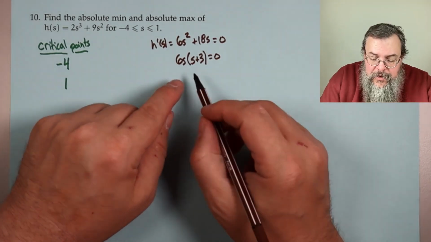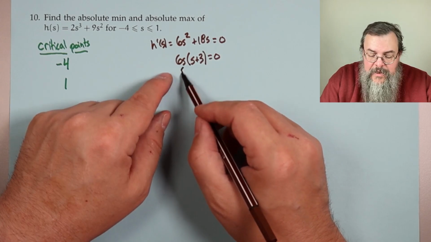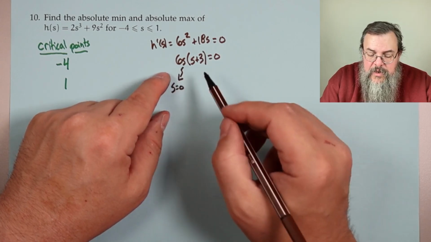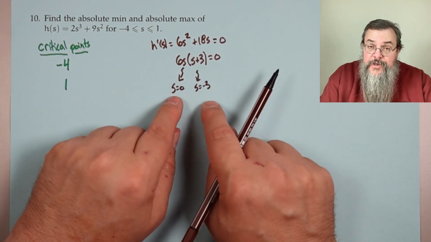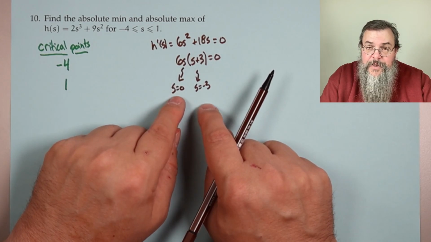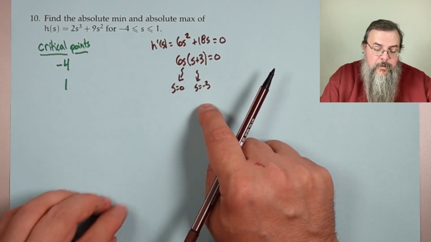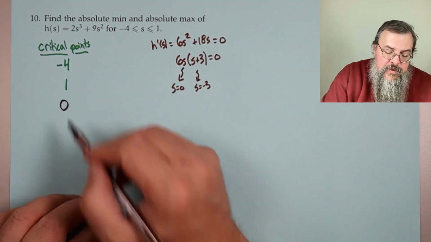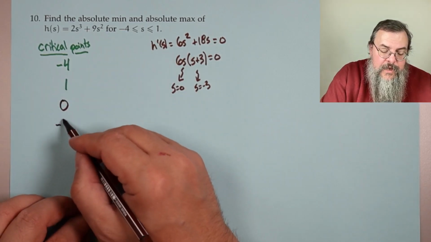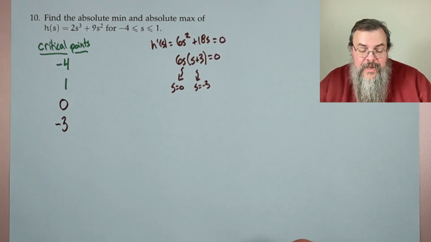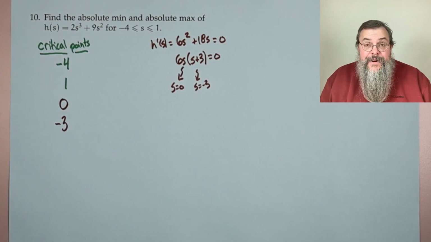All right, so now we say, okay, when can this be 0? Well, the 6, no, that can't be 0. s can be 0 at s equals 0. And s plus 3 can be 0 at s equals -3. Now, these are potential points to add to our list. The only thing you have to be careful of, do they fall in the interval? Well, 0 is between -4 and 1, so 0 makes the list. -3 is also between -4 and 1, so -3 again makes the list. So there are 4 critical points, and we've made our list.